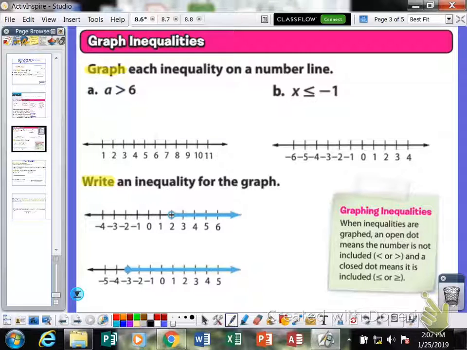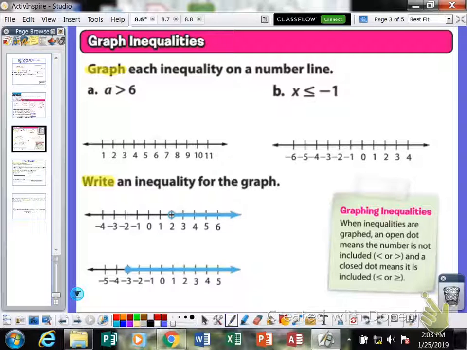All right, so now we want to look at graphing inequalities. Our directions say graph each inequality on a number line. We have A is greater than 6. Remember, when you're reading these inequalities, if it's not in a sentence, if it's just how we have it up here for A, it's not A greater than 6, it's A is greater than 6. We cannot forget the is part when we're reading these inequalities.